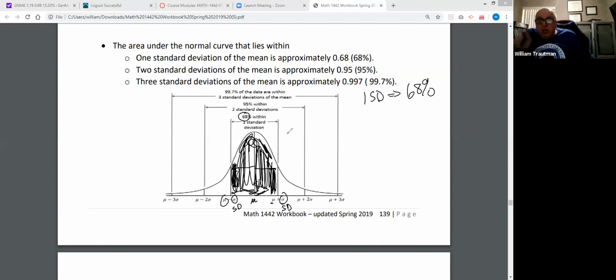And you have to know these. But by the way, they're right here. You have to know these because when they're saying using the normal curve, how much of the curve is one standard deviation away from the mean? Well, one standard deviation to the right, one standard deviation to the left, it all adds up to 68%.